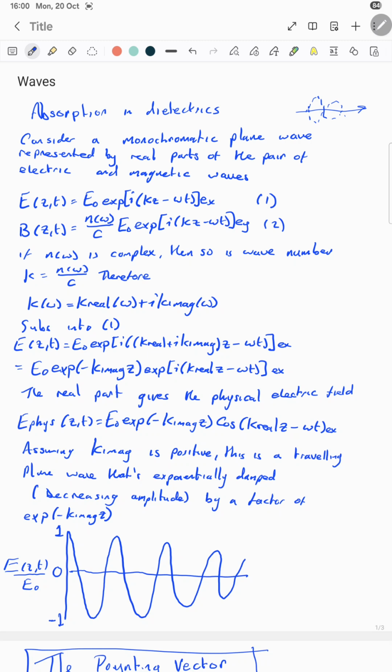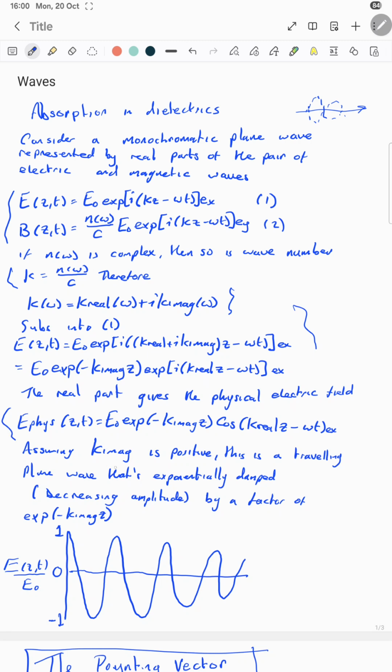The absorption, now we'll just get onto the absorption in dielectrics. We consider a monochromatic plane wave represented by real parts of a pair of electric and magnetic fields, E and B here. If n omega is complex, then so is the wave number given here. Therefore, we go through a little bit of algebra and plug it in and multiply out, and the real part gives the physical electric field here.